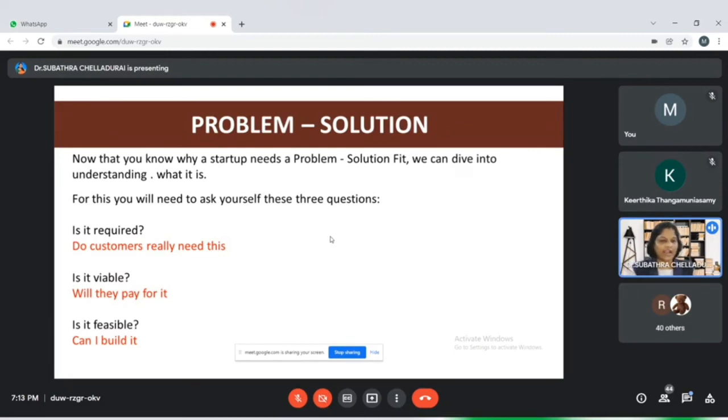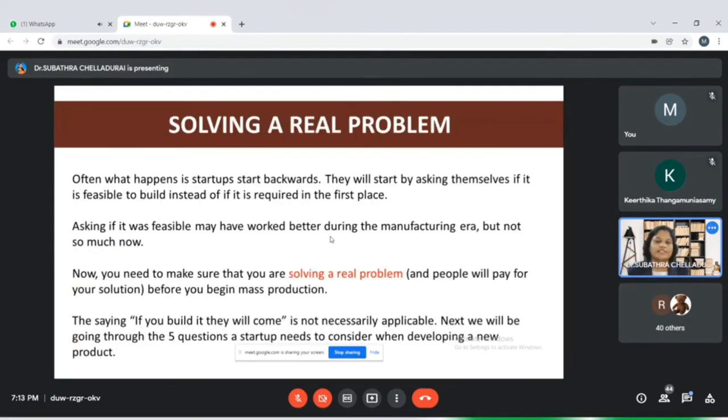Do they have the need? Is it viable? Will they pay for it? Will they pay for that product? They will say, yes, I want it, I like this. Whether they will buy it or not, whether they will pay for it or not, then is it feasible? Can I build it? If it is feasible, then only I will be able to build the product. So before entering into any business or startup, you need to ask 3 questions.